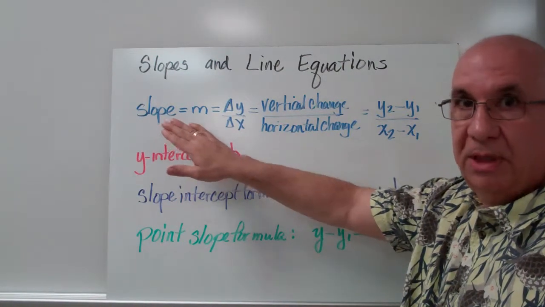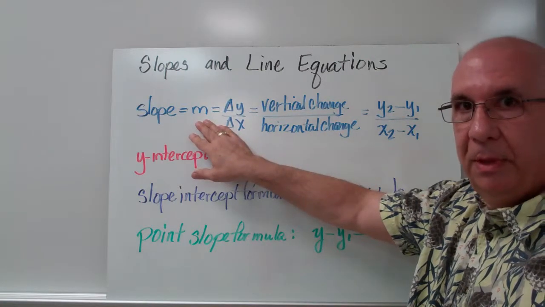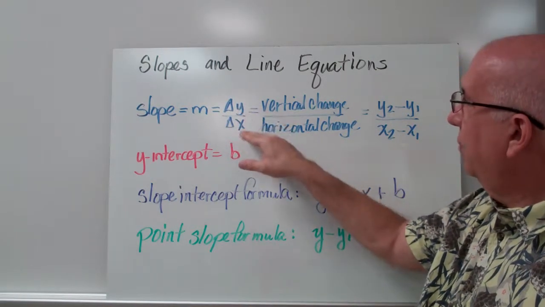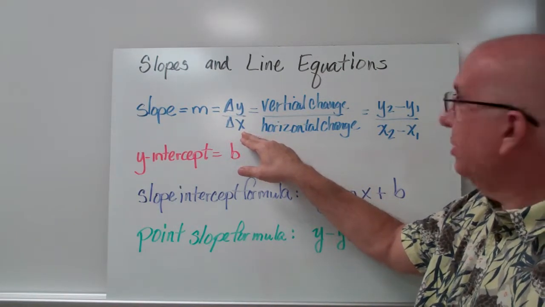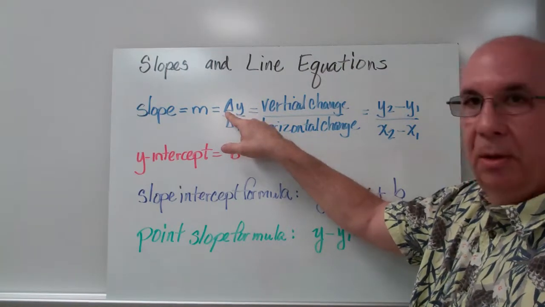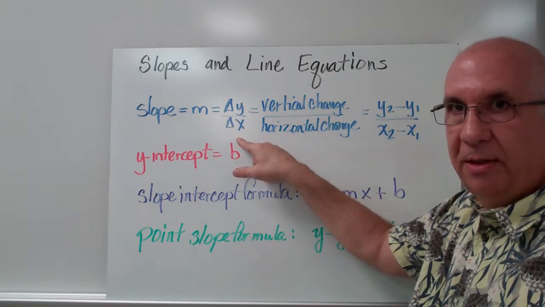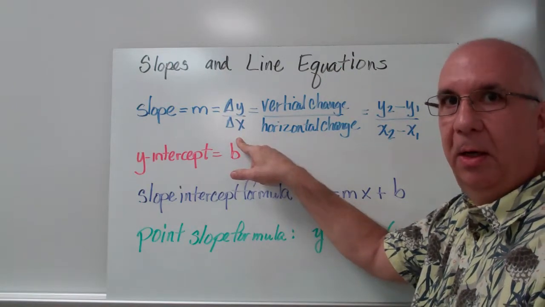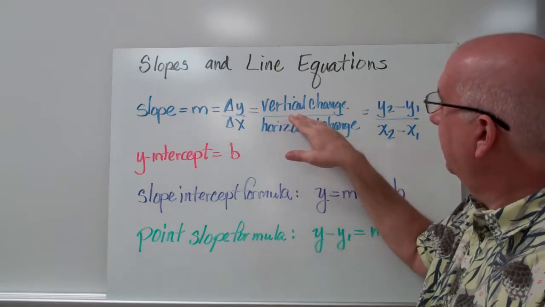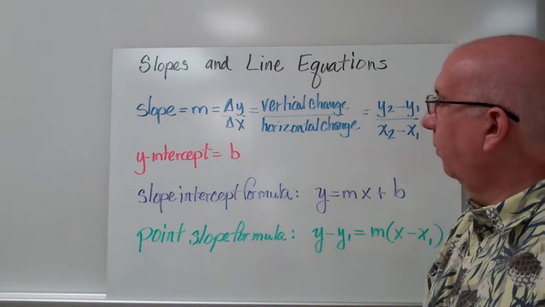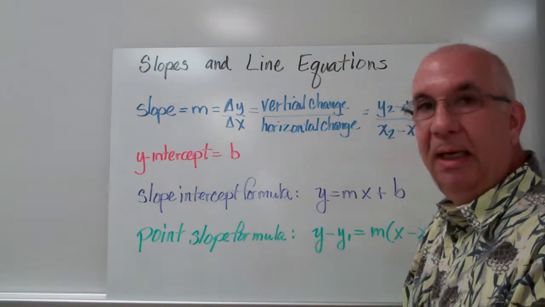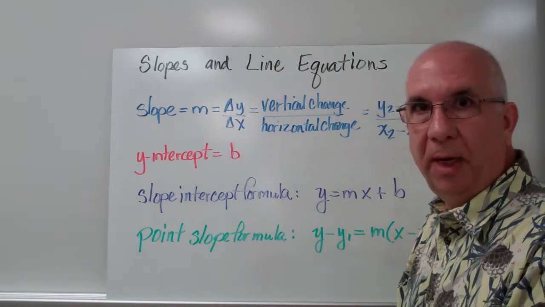Slope, the symbol for slope is m. That means the change of y over the change of x. This triangle is read as delta y over delta x. It means the change of y over the change of x, which means the same thing as vertical change over the horizontal change. In 8th grade terms, it's rise over run.